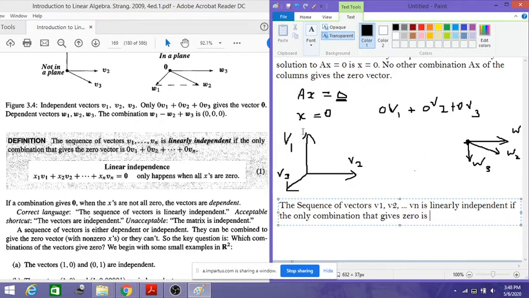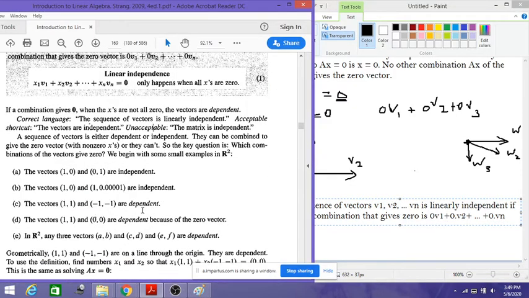So now if v1, v2, v3 are in a different plane, what is the combination? It cannot be combined. So to make it equal to the right hand side, that is 0, the only thing is that we have to multiply all these vectors by 0. So it is 0 into v1 plus 0 into v2 plus etc., like that, plus 0 into vn. So that is the definition of this. Now the sequence of vectors can be either dependent or independent.